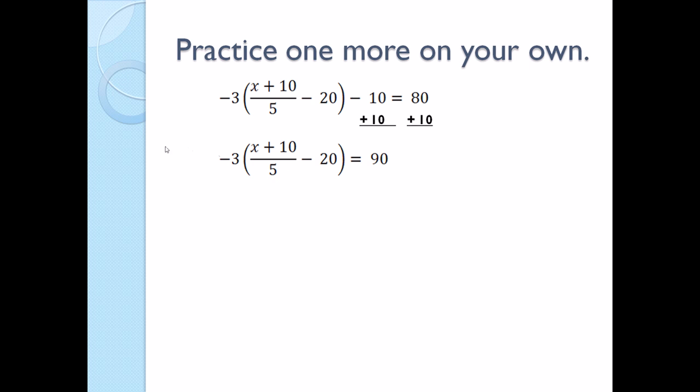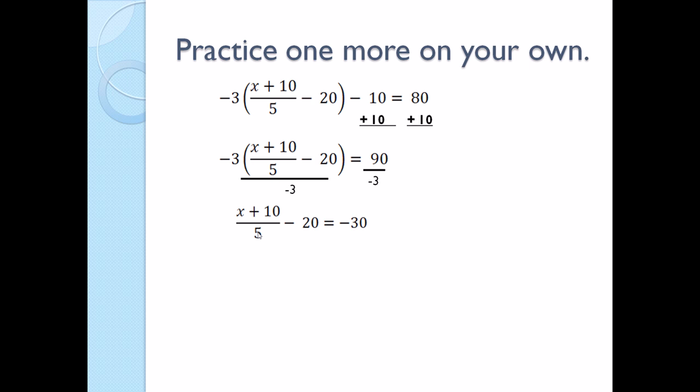All right, so let's analyze it. I've got negative 3 times a big set of parentheses. So we have multiplying and a big set of parentheses. What do we get rid of first? The multiplying. And the opposite of multiplying by negative 3 is divide by negative 3. And you do both sides of the equal sign dividing by negative 3. And 90 divided by negative 3 is negative 30.